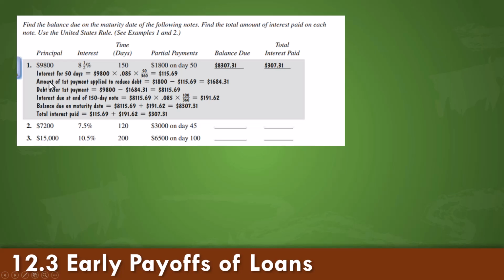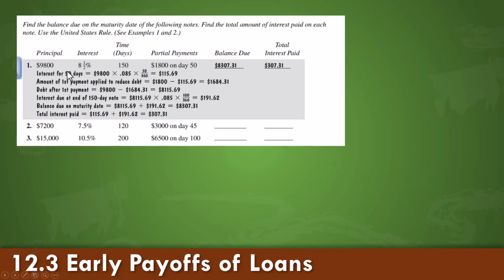Interest, as always, principal times interest times time. This is in days, and we're using the 360 ordinary interest calculation. This provides us with 115.69. If we take that 115.69 and we subtract it from the $1,800 of partial payments, this will give us the value of $1,684.31.